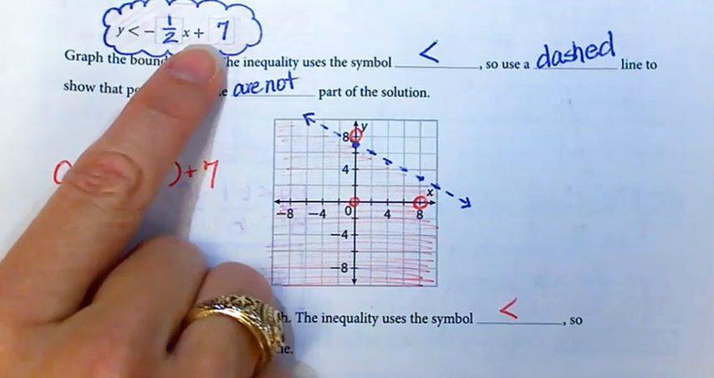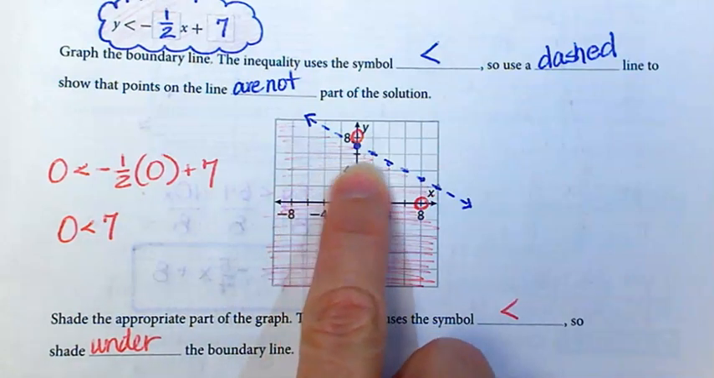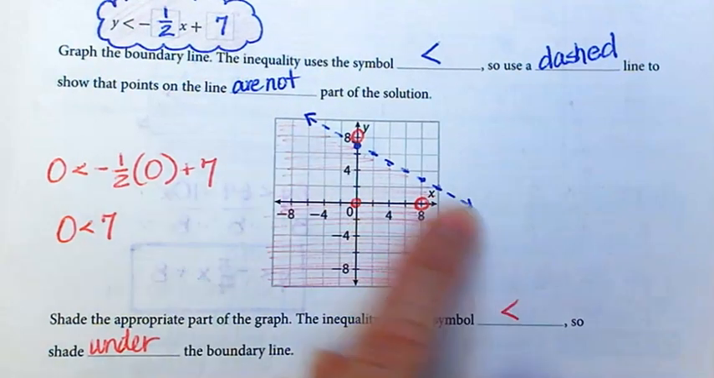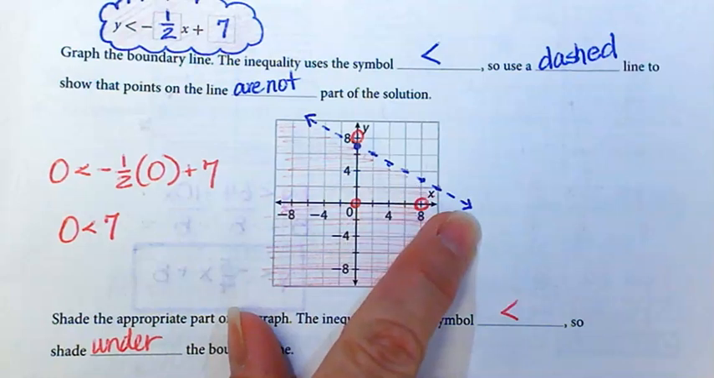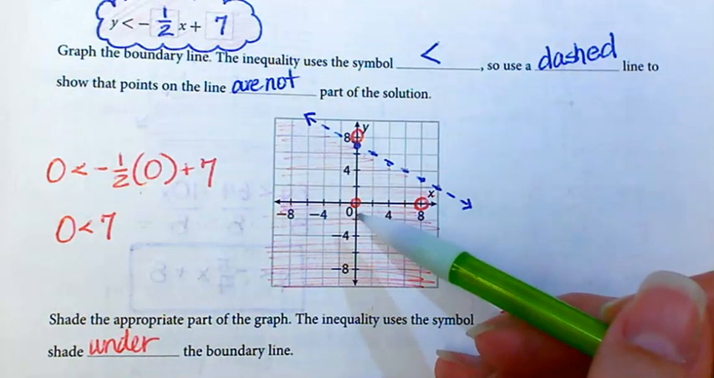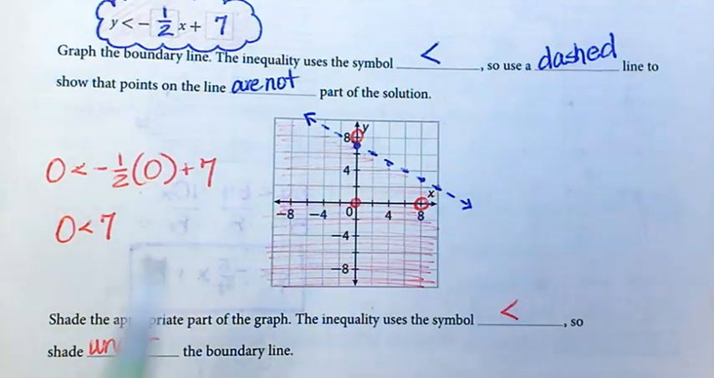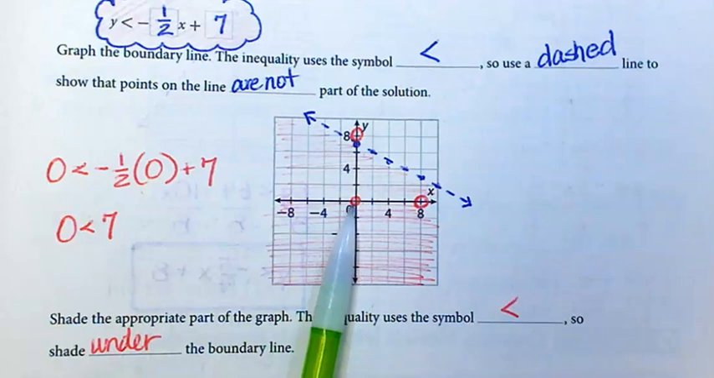What I did is I took the y-intercept, so I started at 7, and then I went down 1 and over 2, down 1 and over 2, down 1 and over 2, so that I could get my line. But when I drew my line, I made it a dashed line, okay? Then I pick a point on either side of the line. And technically, I picked a point on the underside of the line. And I picked the origin because usually that's kind of easy.